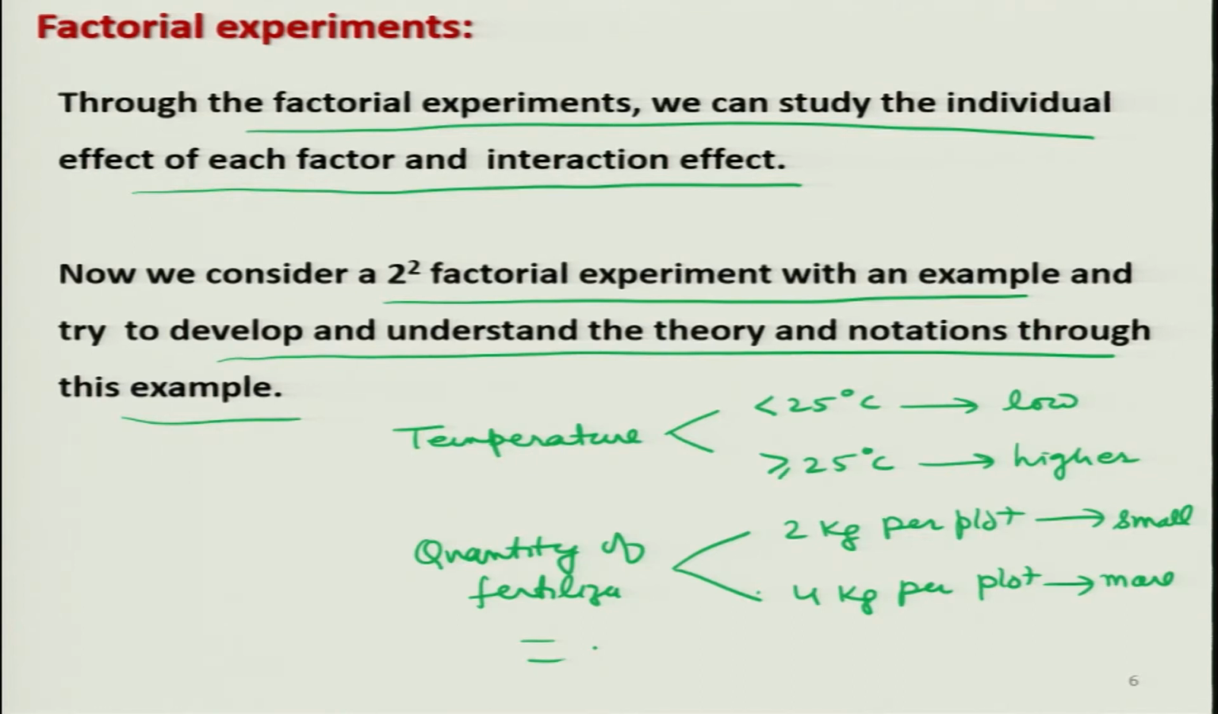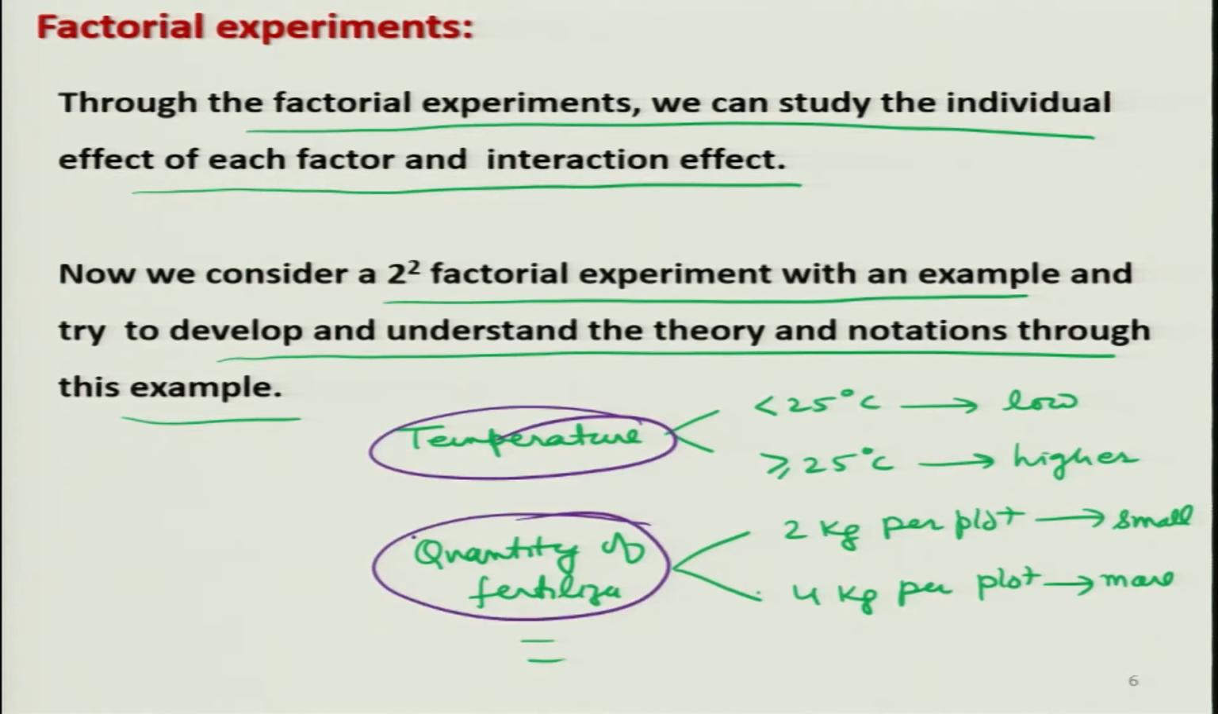So, you are taking 2 variables, one is temperature and another is quantity of fertilizer, and each of these variables is at 2 levels. So, we have a setup of a 2 square factorial experiment.